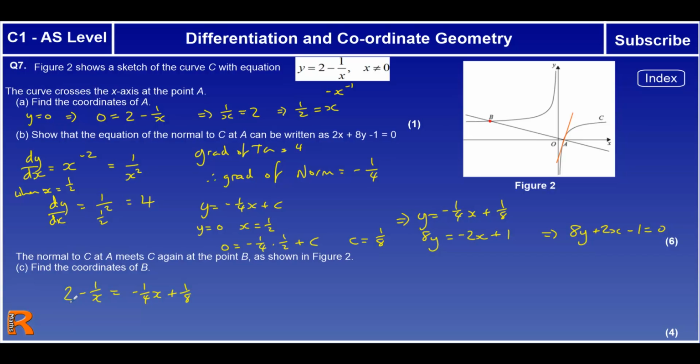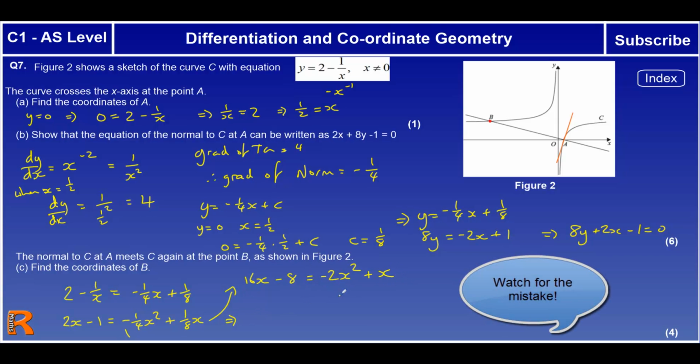Okay, so we need to get rid of this x on the bottom. Probably the best way to do that is just to multiply through by x. So we get 2x minus 1 equals minus a quarter x squared plus an eighth x. Multiply through by the 8 to get rid of the fractions. 8 times that gives us 16x minus 8. 8 times this is minus 2x squared, and then 8 times that is just x.